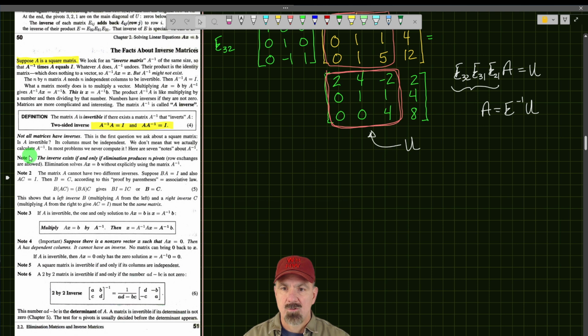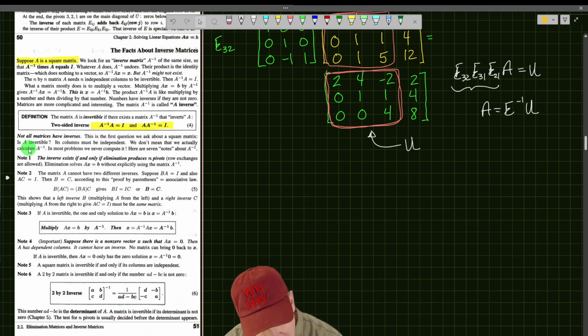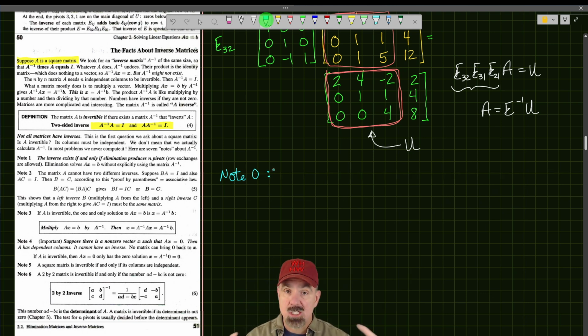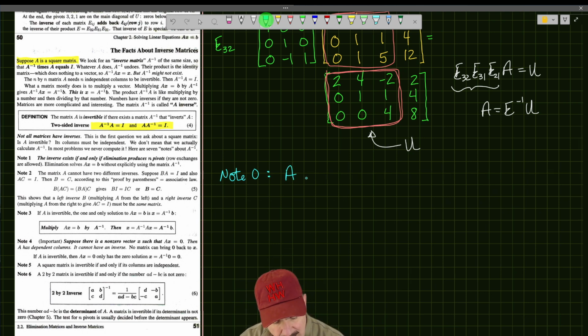So let me start before note 1. I'm going to actually start with note 0. And I will just switch over to the blue here. So note 0, which he hasn't listed, but he's said it. It's just important for us to keep in mind. A is square, right? This whole conversation about inverses only happens when A is square.